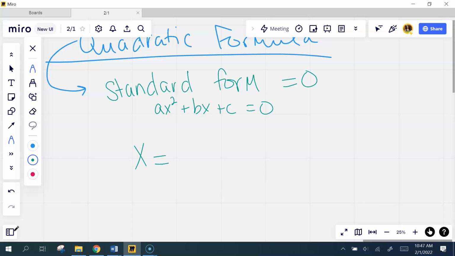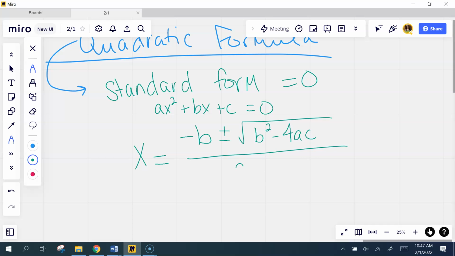x equals opposite b. Now I wrote negative b, but I said opposite b, just like whenever we were doing the vertex form, because if it starts out negative, it changes it to positive. If it starts positive, it changes to negative. So opposite b, plus or minus the square root of b squared minus 4ac, and the whole thing gets divided by 2a. It's a long and complicated formula, but again, it always works.